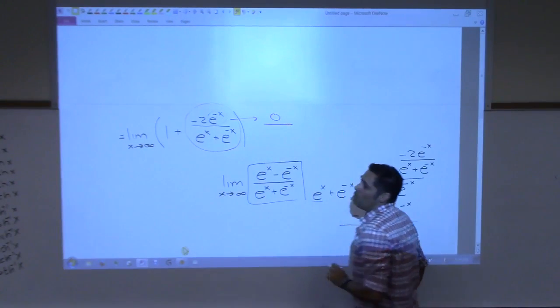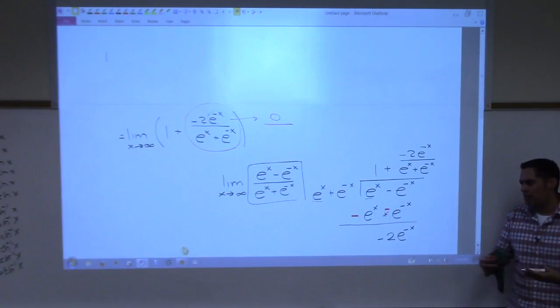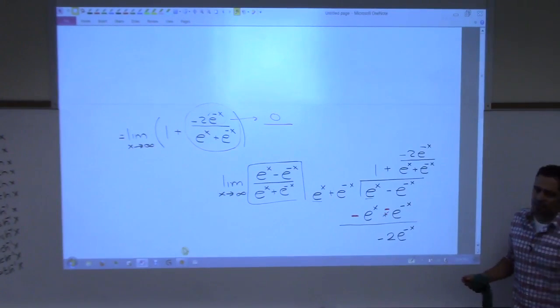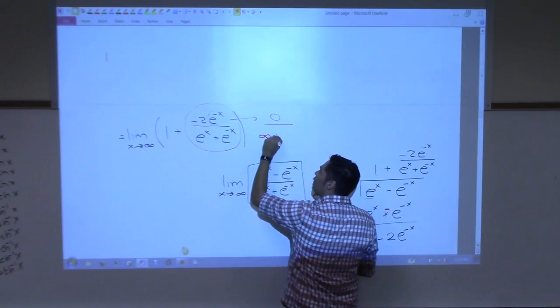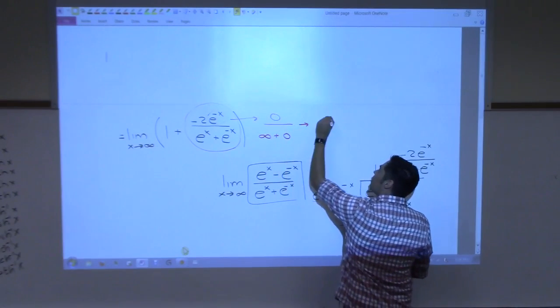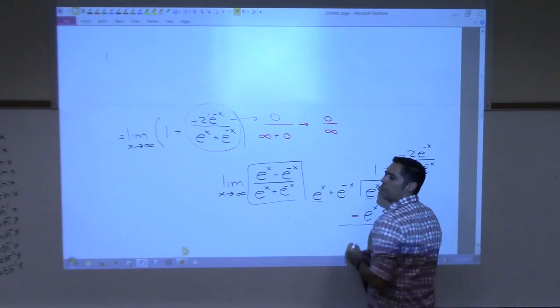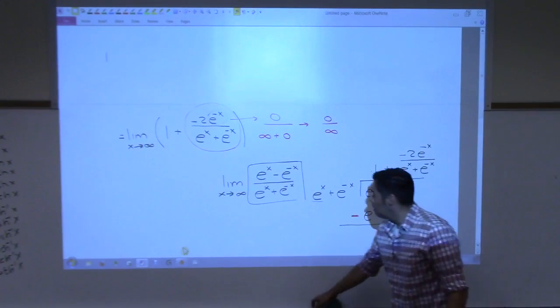Over, now I don't want the bottom to head to 0, because if I get 0 over 0, that's just like infinity over infinity, and I don't know anything. But it's not. This goes to where? Infinity, and then plus this goes to 0, right? So I've got something that looks like 0 over infinity. And where does that go? Is that an indeterminate form?